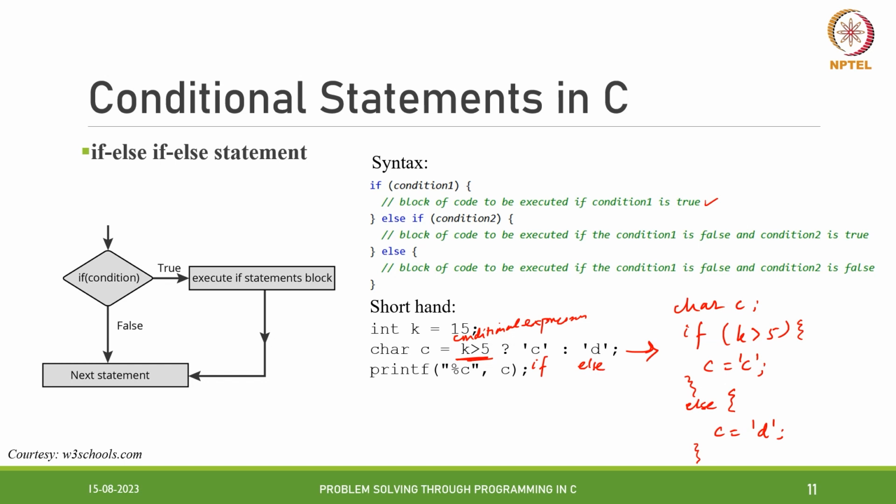Sir, please explain for 1 second about the ternary operator. I didn't understand how it works.